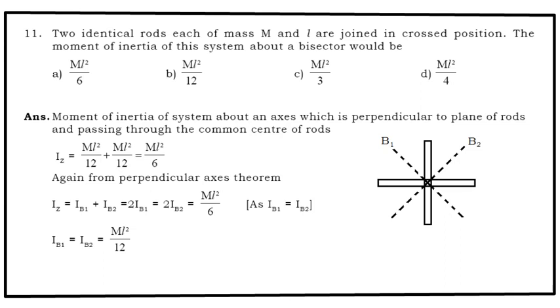Now again from the perpendicular axis theorem, what do we have? Iz is equal to Ib1 plus Ib2. Now see, the distribution of the masses about B1 and B2 would be the same, so both moments of inertia would be the same. So Iz is equal to 2Ib2 or 2Ib1, whichever. And I know what Ib1 is: mL²/12 multiplied by 2 gives mL²/6. I hope you understood. So the moment of inertia about Ib1 or Ib2 is the same thing, that is mL²/12.